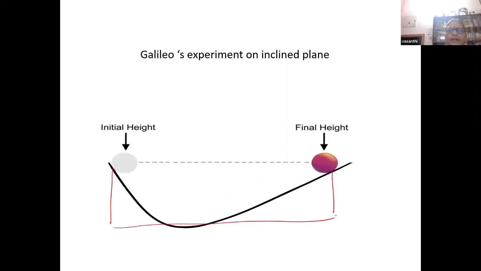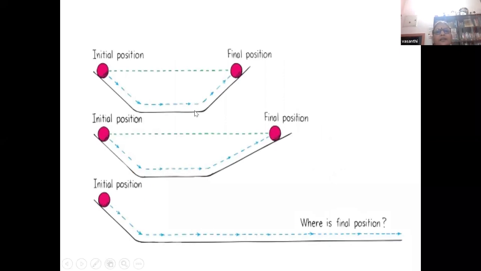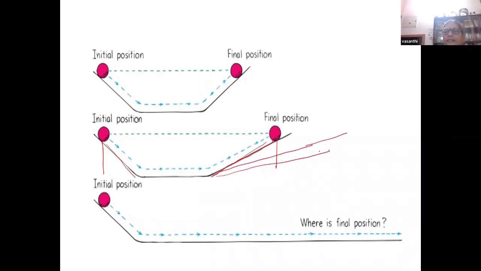Okay. So what he did, initially the heights and the inclinations of the two inclines were the same. And gradually he flattened this portion of the incline, and he observed that in order to reach the same height, it traveled a longer distance. If you take this distance, it is more. As the inclination is changed, the distance traveled by the ball went on increasing.